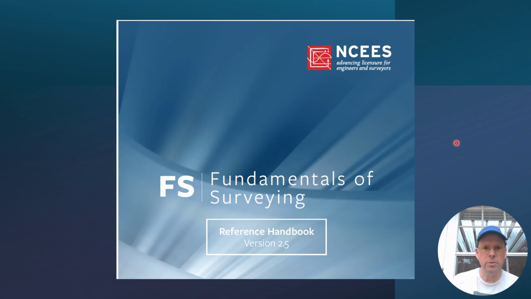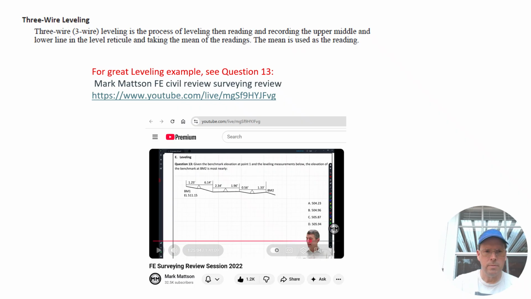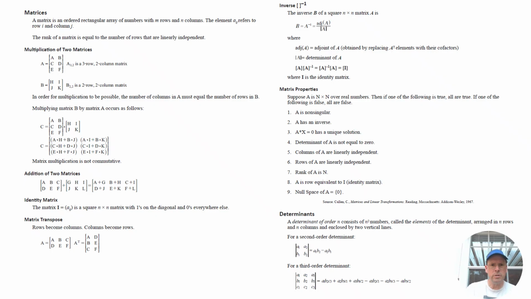And let's go ahead and look at the next equation set that we have now. Three-wire leveling. I think the best example is that Mark Madsen does a nice job. If you see his FE Civil Review, Surveying Review, see question 13, he does a good job of running through the basics of how to do these. I'll let you go to him to get that. And let's go to the next equations that come up here.